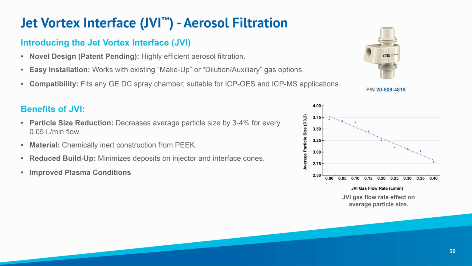The JVI is designed to integrate seamlessly with your existing makeup, dilution, or auxiliary gas options for both ICP OES and ICP MS systems, allowing you to fine-tune the size and volume of the aerosol exiting the spray chamber. You can easily adjust the JVI gas flow rate for high TDS, volatile organic samples, or to enhance transport efficiency. It essentially acts as a tunable baffle that can be optimized to your specific sample matrix and application needs.